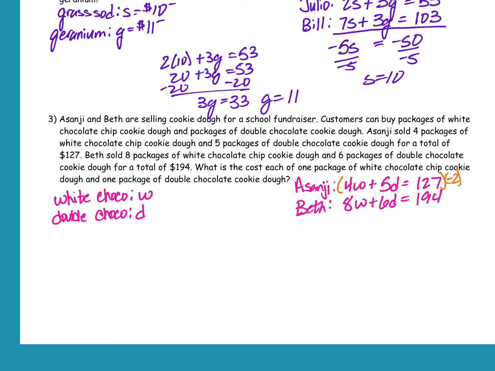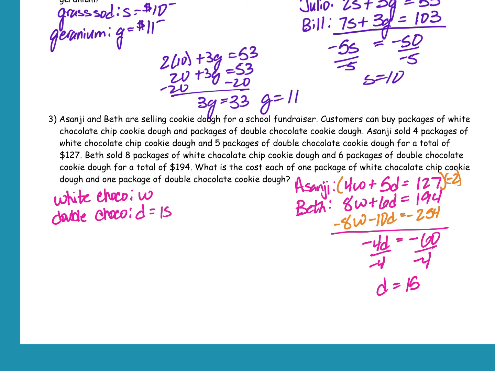Okay, so here we go. I'm going to multiply by -2, and I get -8W minus 10D equals -254. So I get -4D equals -60. Divide by -4, and D equals $15. So double chocolate cookie dough costs $15.